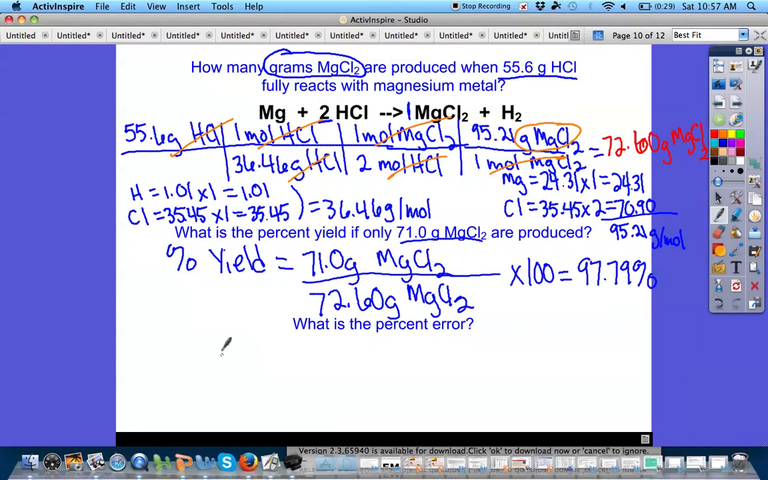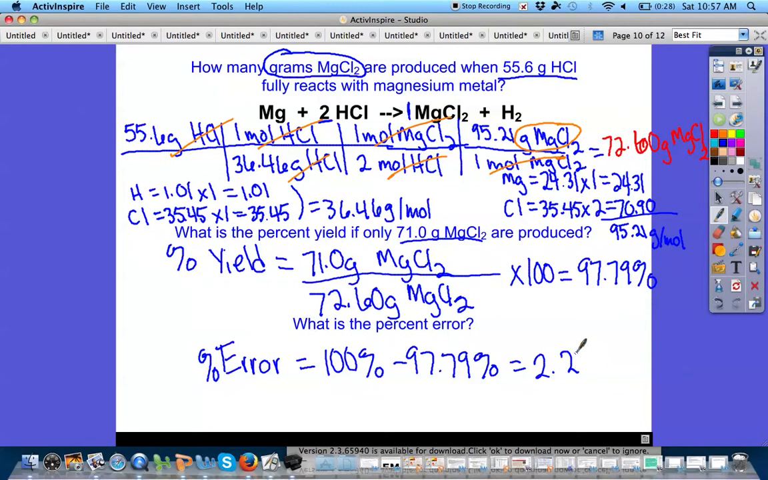So percent error, we're going to take 100% minus 97.79%, and you should get a 2.21% error.